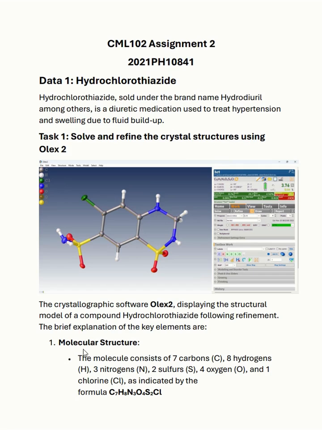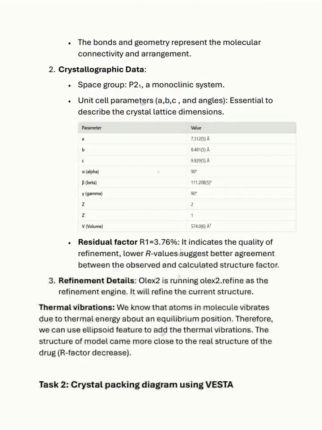So first, what's the molecular structure? We get that it has 7 carbon, 8 hydrogen, 3 nitrogen, 2 sulfur, 4 oxygen, and 1 chlorine, which are indicated in the diagram with different color coding. And this is the molecular formula of the drug. Next, these bonds and geometries represent the molecular connectivity and arrangement of the drug.